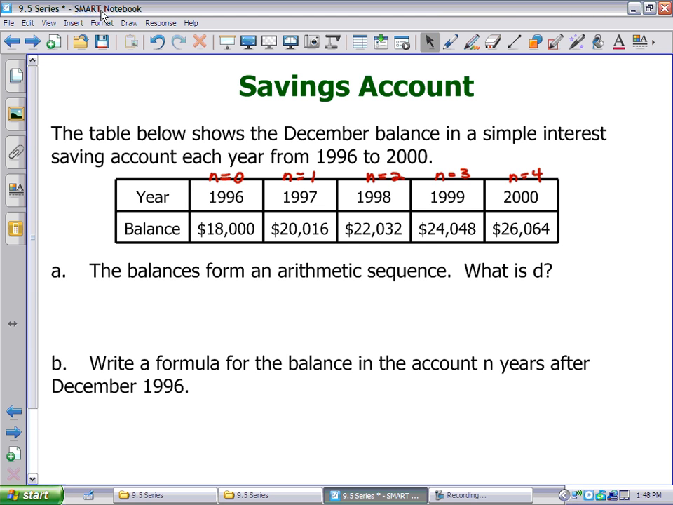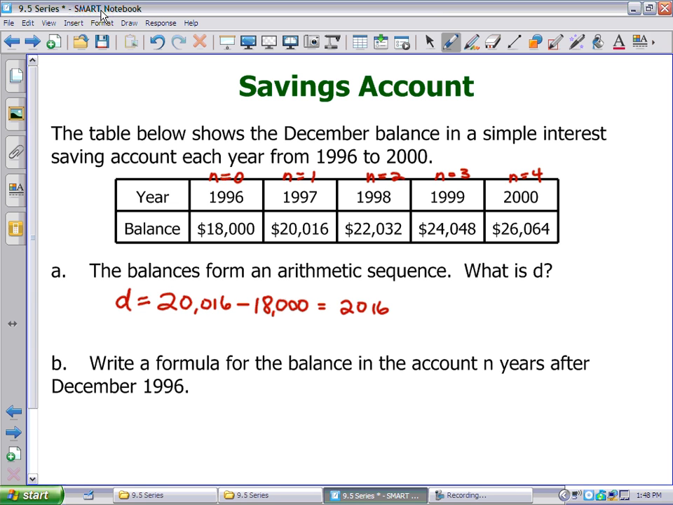Okay, part A, it says the balances form an arithmetic sequence and they want us to know what the common difference is. Well, the common difference is when you take the following term and you subtract the previous term. So D here, if I take 20,016 and I subtract 18,000, you can see my common difference is 2016.